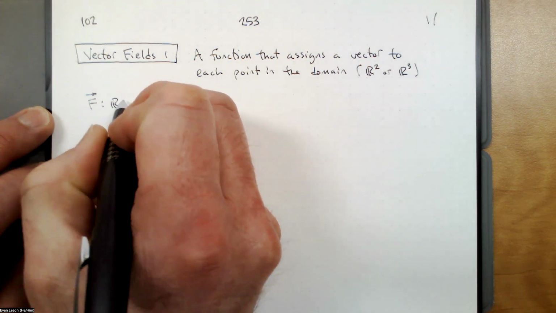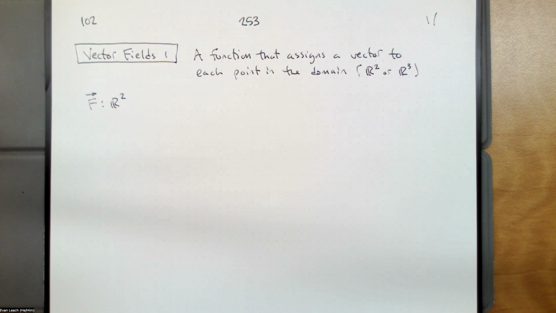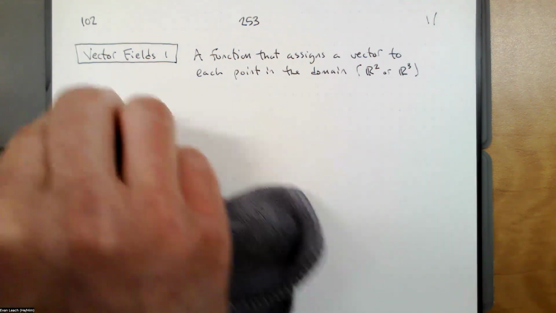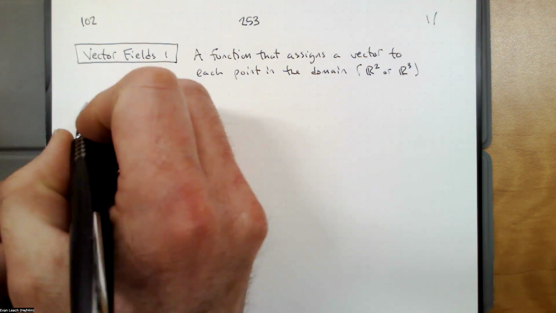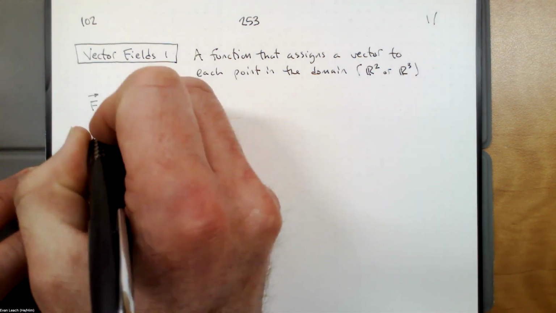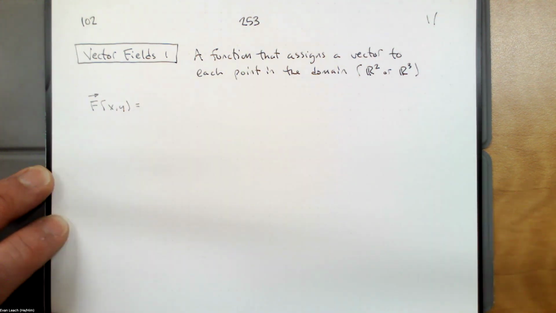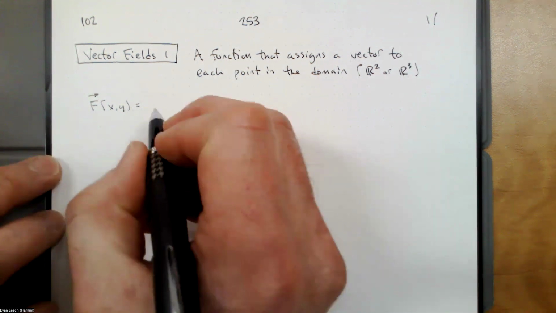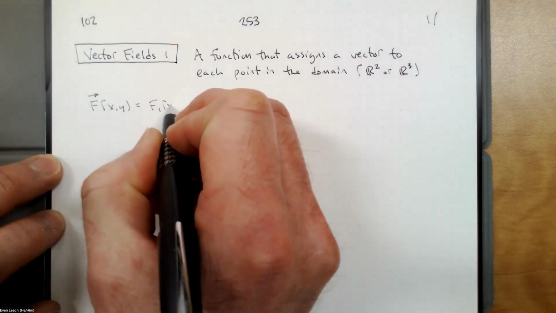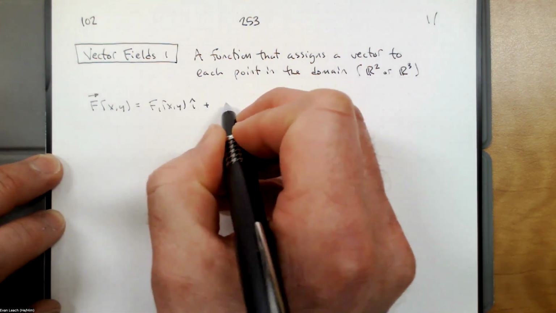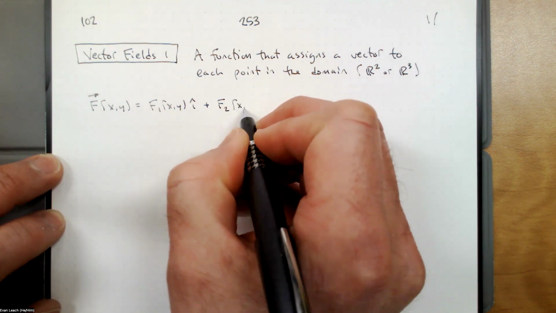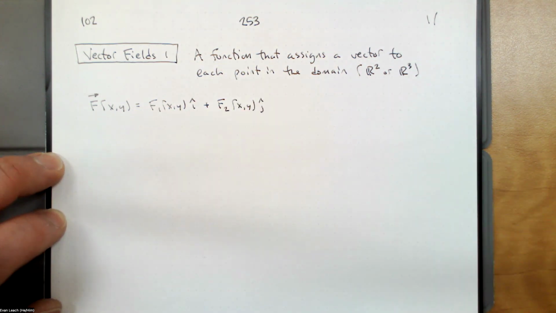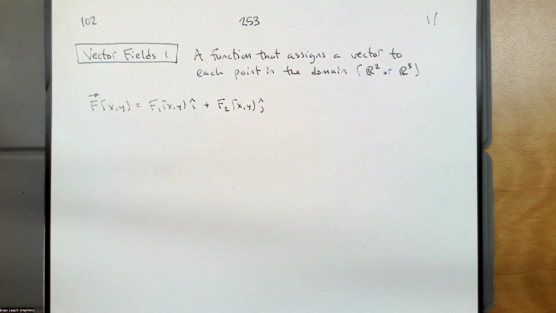So F will map R2. I don't want to write it that way. I just want to say something like capital F of the vector X, Y. So our input is a point in R2. Our output is going to be a vector in R2. So I'll have, let's say, a function F1 of X, Y times i plus a function F2 of X, Y times j. Here's a vector field in R2.